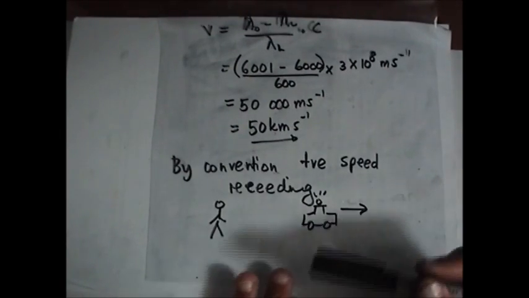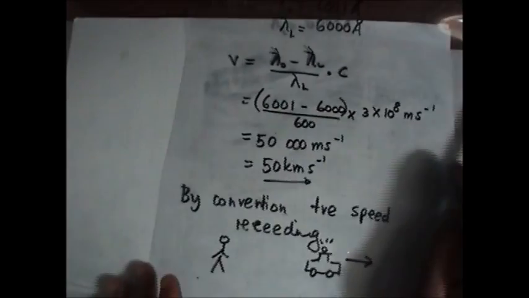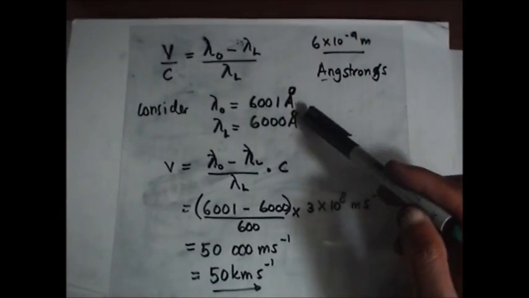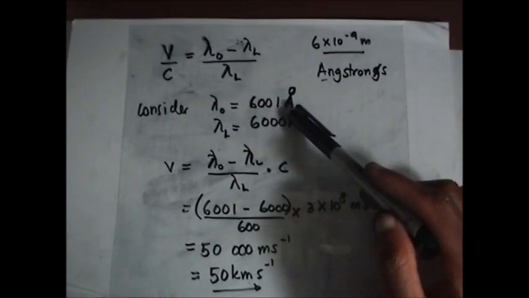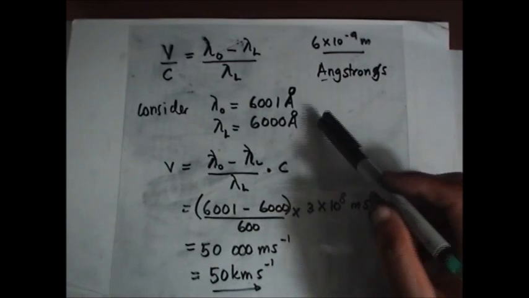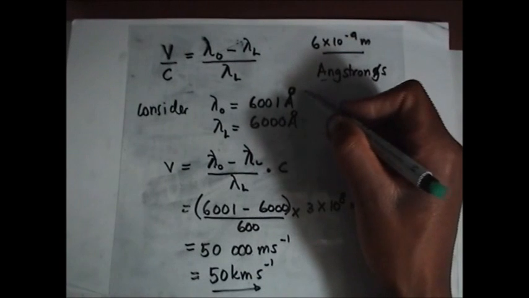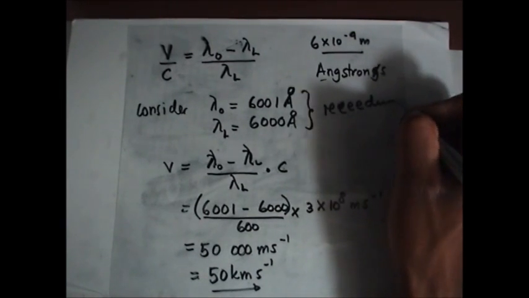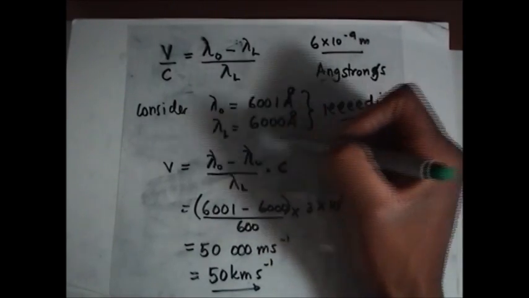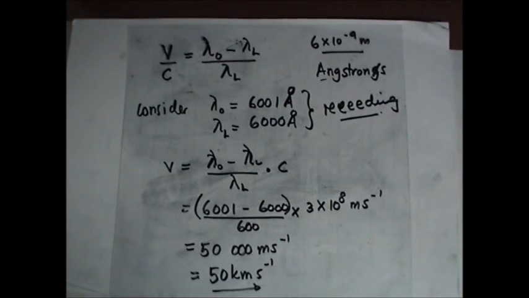It also makes sense that it's receding, because can you see the observed lambda? The observed lambda here is greater than the resting lambda, and we know that when the lambda increases, when it's longer, it becomes a redshift, which occurs on recession. So you could have already concluded that this thing is receding, because the lambda that has been observed is greater than the lambda at rest. It moved towards the redshift of our spectrum.